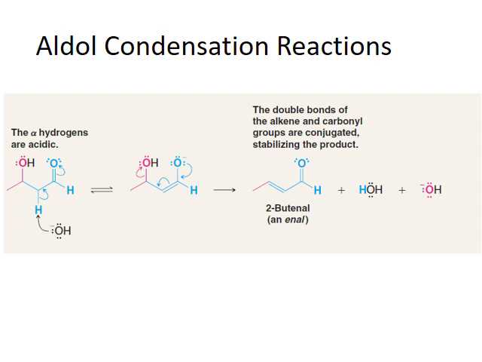Here we see the mechanism: extraction of proton to form the enolate. Enolate liberates the hydroxide. Note that the hydroxide ion formed here acts as a leaving group. Hydroxide here acts as a leaving group.